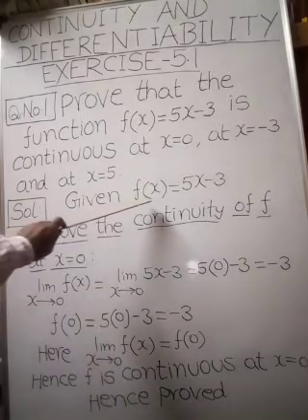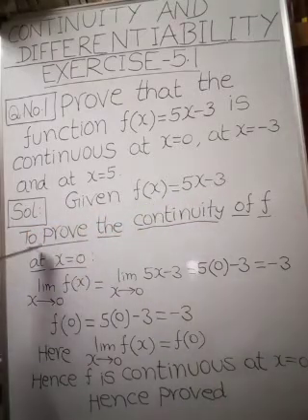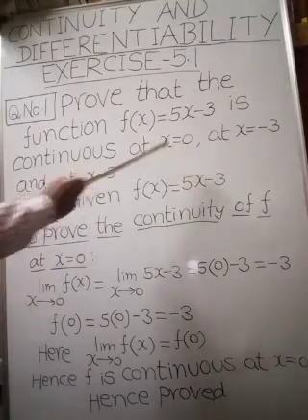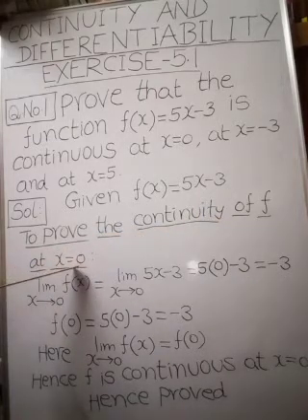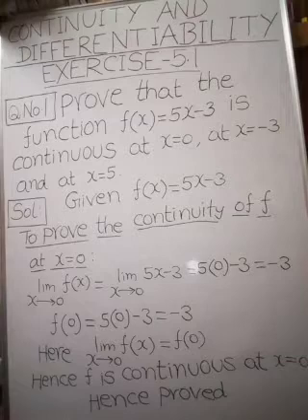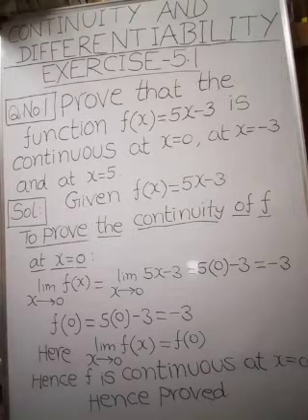First of all, we write the given function, that is f of x is equal to 5x minus 3. So first case, first point, x is equal to 0. To prove the continuity of f at x is equal to 0, you have to recall the definition of continuity of a function at a given point. When the function is said to be continuous at a given point, the limit of the function at that particular point is equal to the value of the function at that particular point. If they are equal, then we can say that it is a continuous function.